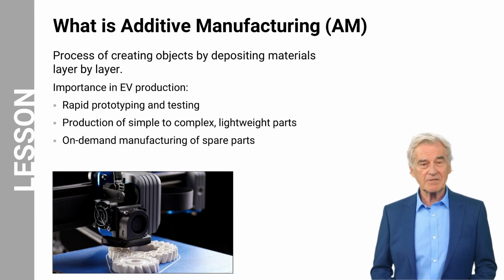AM enables rapid prototyping and testing of components, allowing manufacturers to quickly iterate and optimize designs. It is used in producing simple to complex lightweight parts and on-demand spare parts manufacturing, reducing inventory costs and improving supply chain flexibility for EV manufacturers.